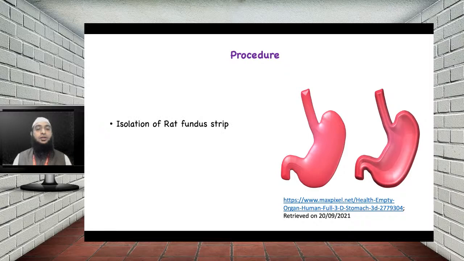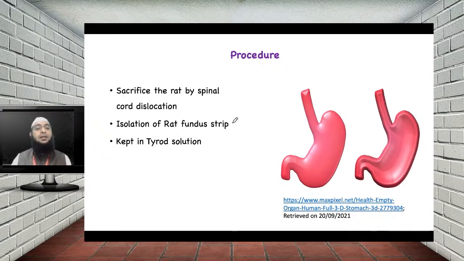First, we'll see how the tissue is isolated. So the isolation of the rat fundus strip is the basic thing that we first need to do. You will be sacrificing the rat which is fasted overnight, so that there is no content in the GIT. You can sacrifice that rat by spinal cord dislocation, and once you sacrifice, you open the abdominal cavity and isolate the stomach of that particular rat.